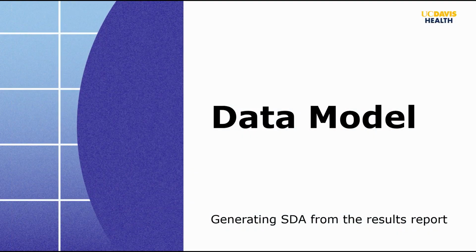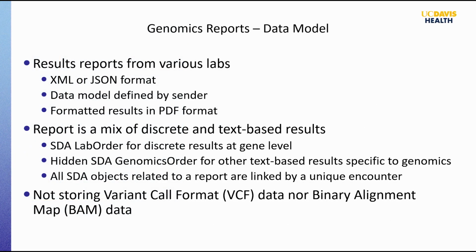So we're going to talk about the data model. We're generating summary document architecture data from the results that we get. So from each of the labs, we either get an XML or a JSON formatted file. And the data model is defined by the sender. So each of these labs sends their own data model. And formatted results are in PDF format.